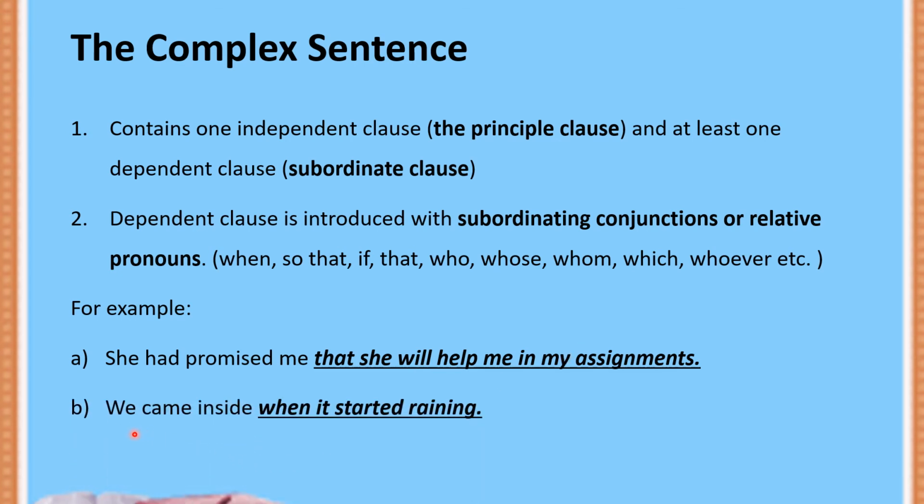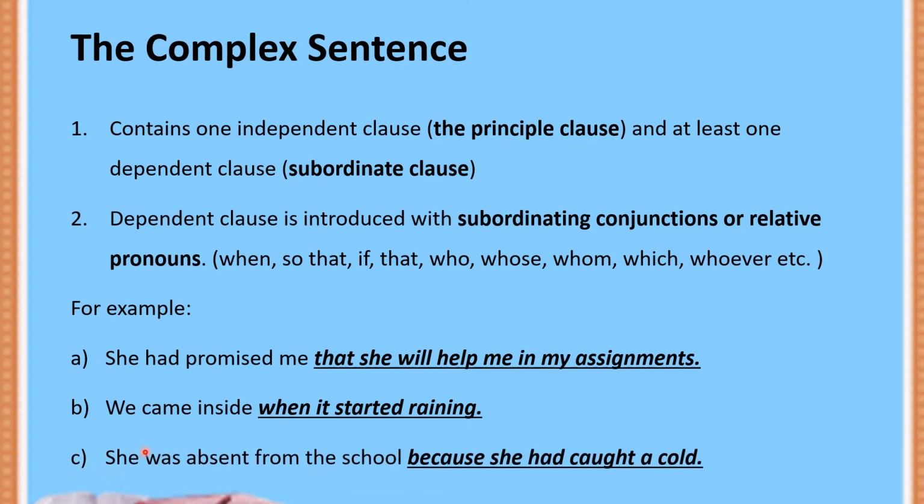See the second statement, which is: we came inside when it started raining. The first clause, we came inside, is the principal clause. It can stand independently, while the second clause is the subordinate clause. It cannot stand independently. It is the dependent clause. And when here is the subordinating conjunction.